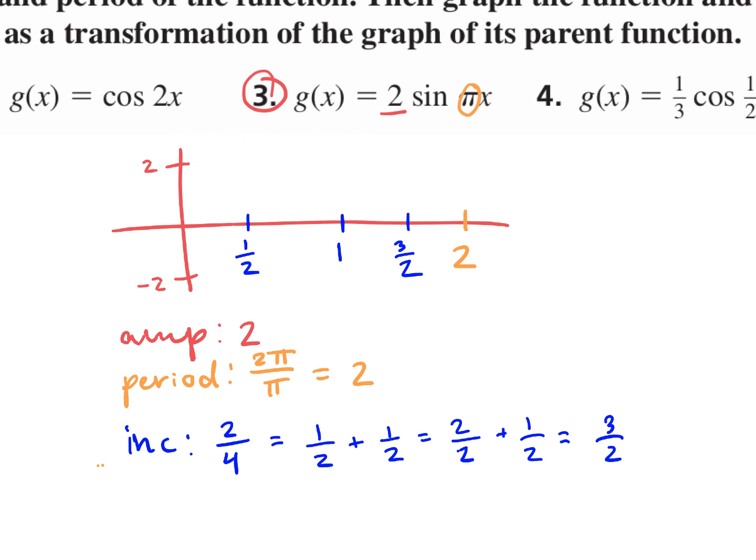Now this is a sine graph. So where does our sine graph start? At 0. So at 0, where do we go? Up to 2. Then where do we go next? Back to 0. Down to negative 2. And then back to 0. Those are 5 key points, and we just draw our curve.